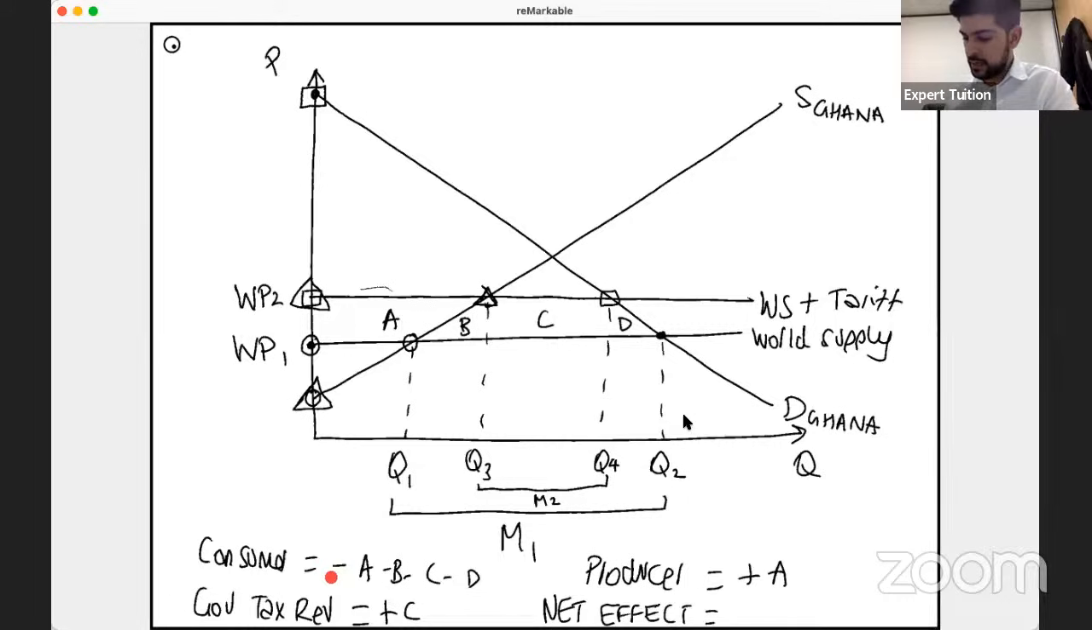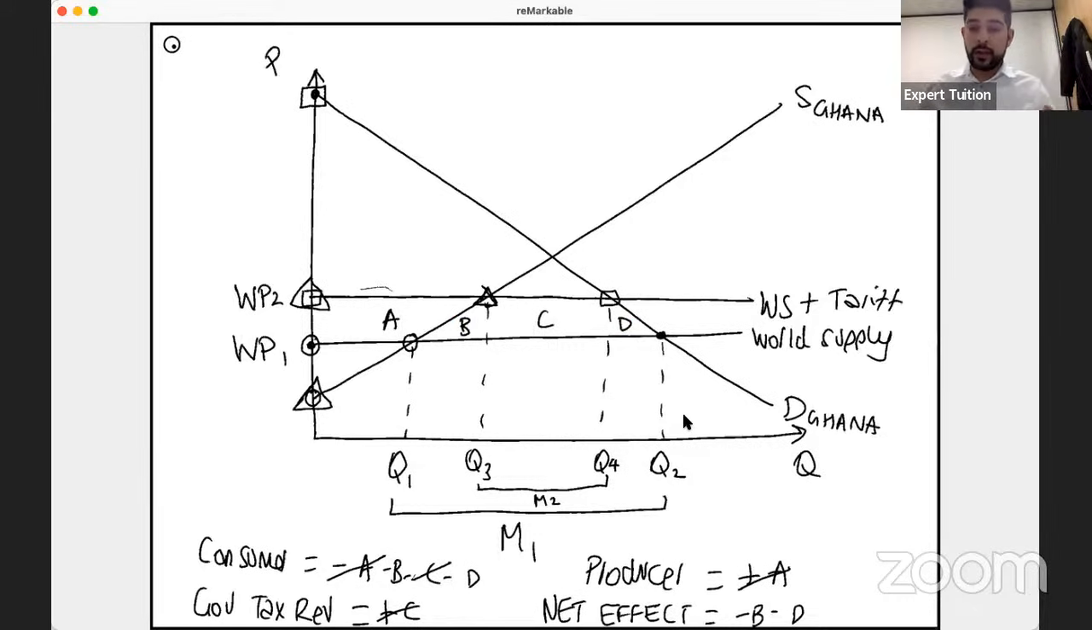do you guys agree that minus A and plus A cancel one another out? Do you agree that minus C and plus C cancel one another out? What you would end up with is minus B minus D. You end up with 2 welfare loss triangles. And there are 2 reasons why.